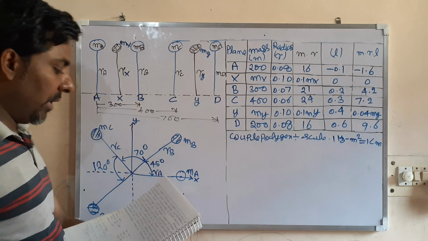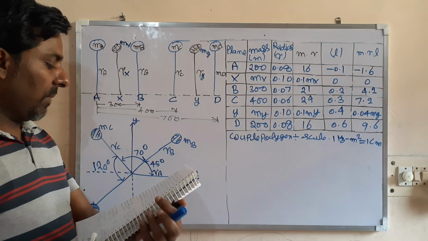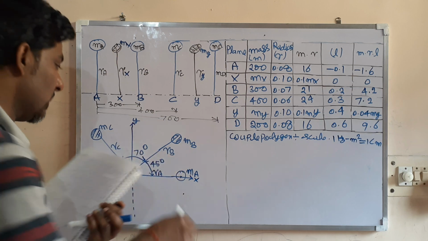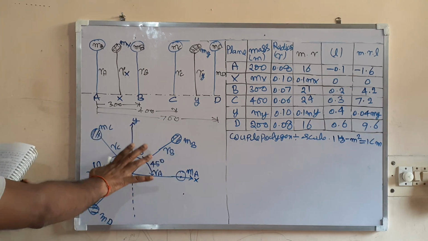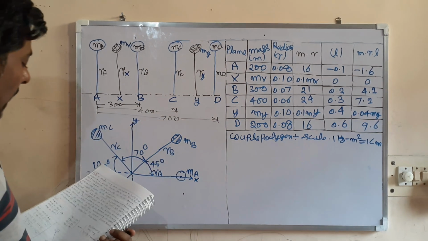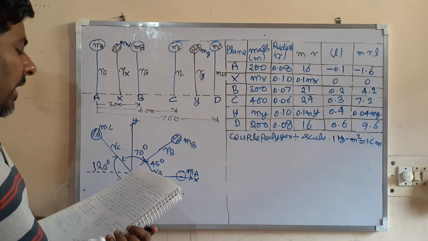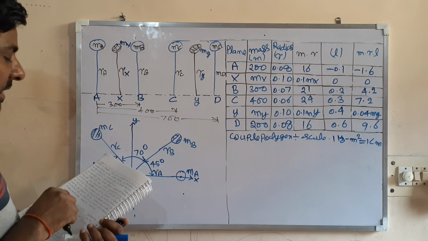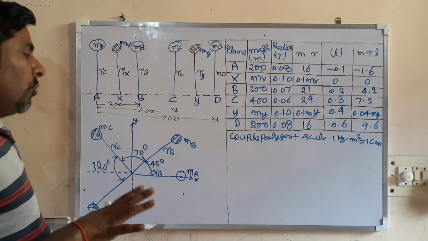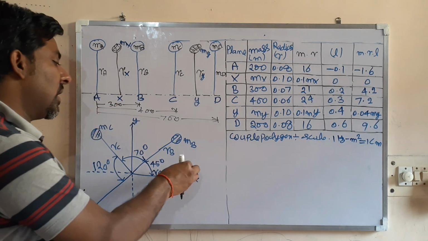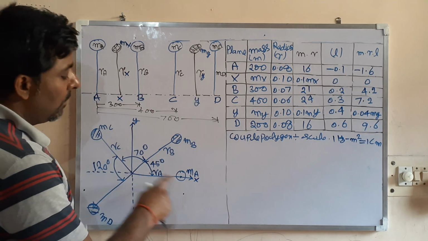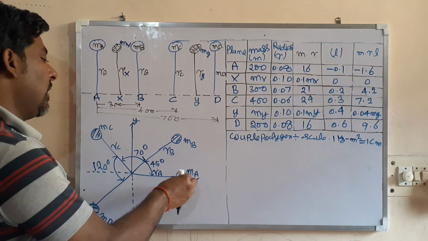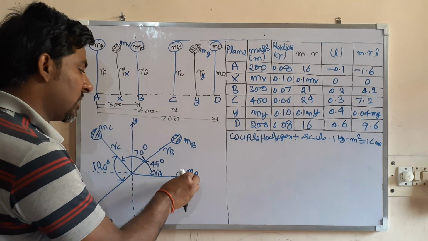I have shown here the angle between the cranks, measured anti-clockwise: A to B 45 degrees, B to C 70 degrees, C to D 120 degrees. You can randomly give a direction to mass A. So I have taken positive x-axis for A, so MA is along the positive x direction.